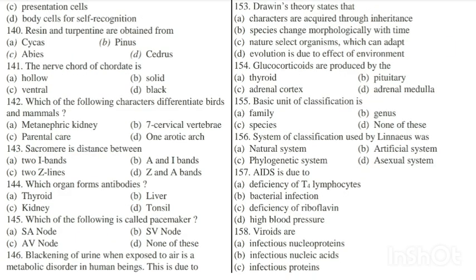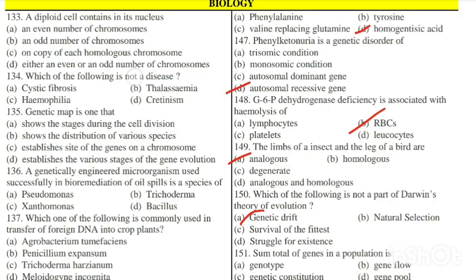Next question. Which of the following is called a pacemaker? The right answer is SA node. Blackening of urine when exposed to air is a metabolic disorder in human beings. This is due to, so the right answer is homogentisic acid.